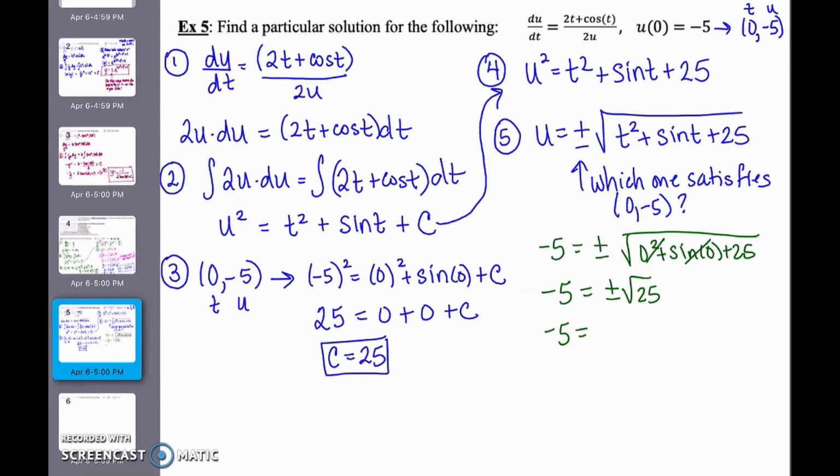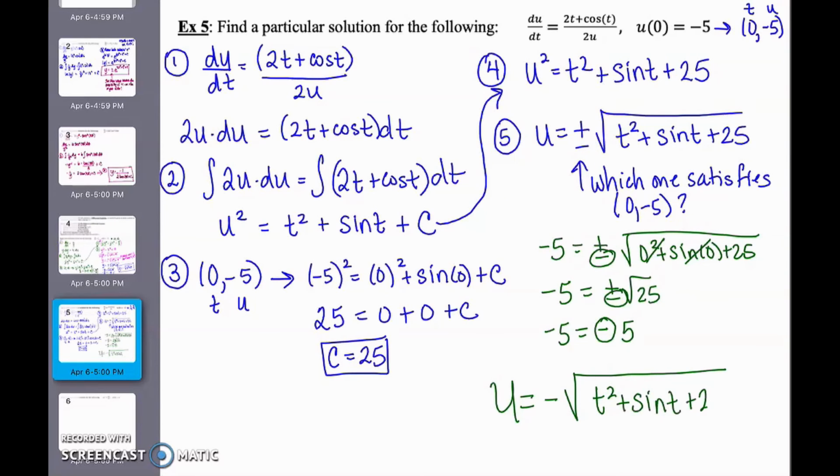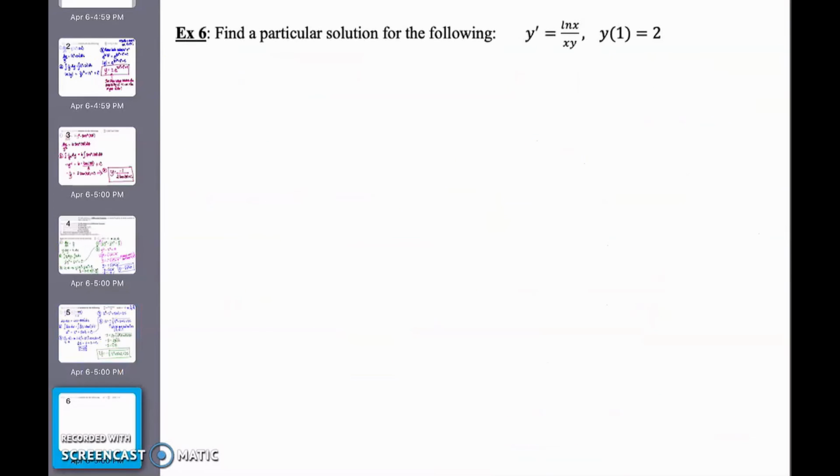So if I need this to equal, whoops, sorry. If I need both sides to be equal to negative 5, then that tells me that I need the negative in front of the square root. So my answer is u is equal to negative the square root of t squared plus sine of t plus 25. And there's my solution for example 5. All right, one more to go. On to example 6. Ooh, this one, the notation is a little bit different.